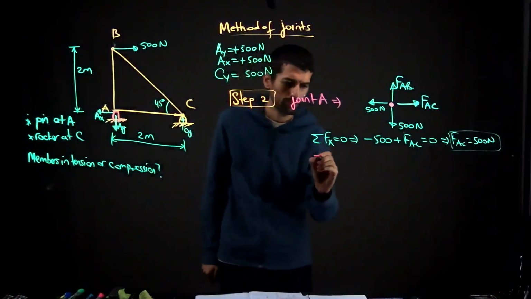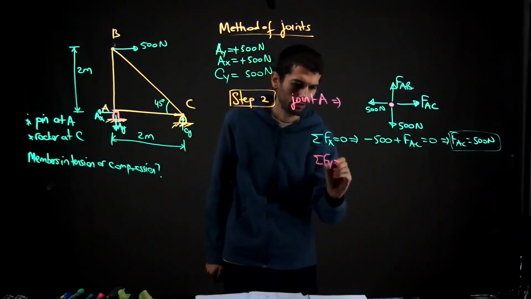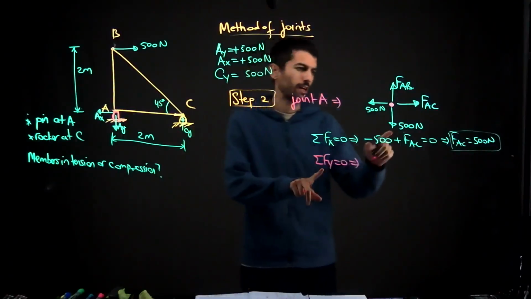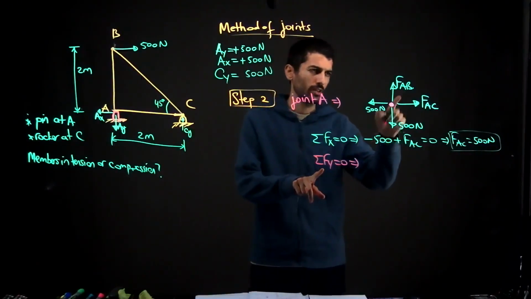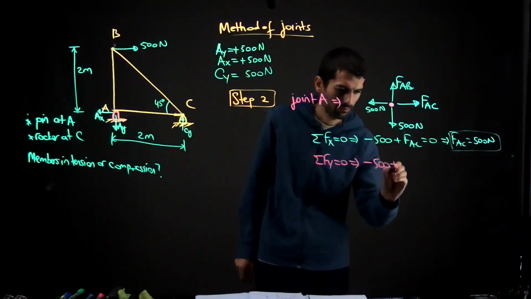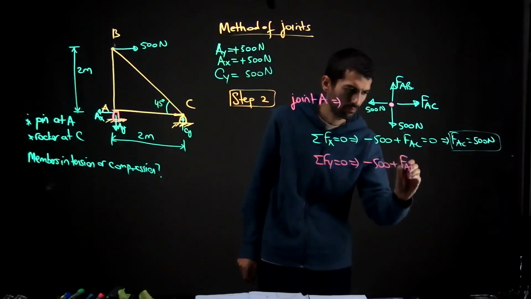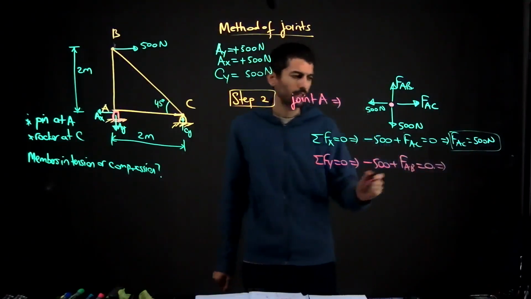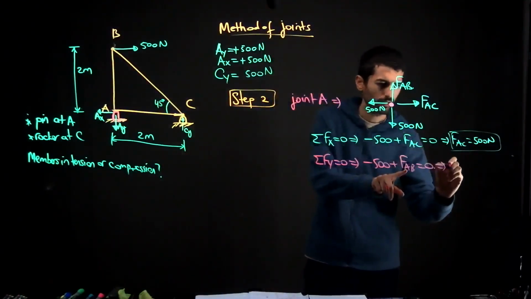Similarly, we will have the y direction forces. And this one will have the negative 500 again, and then positive FAB. And then we will have the FAB as 500 newtons.